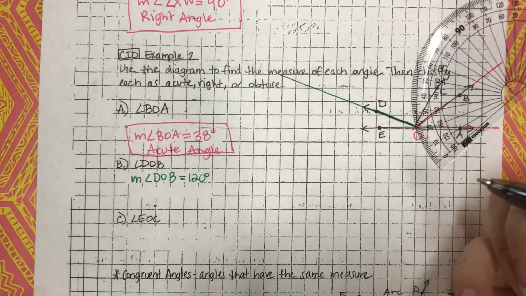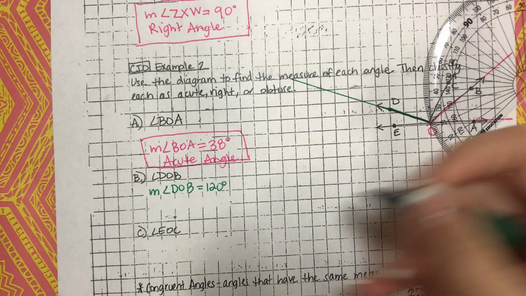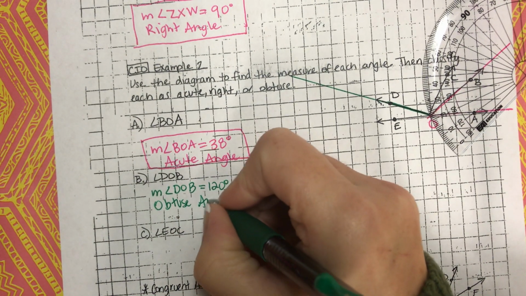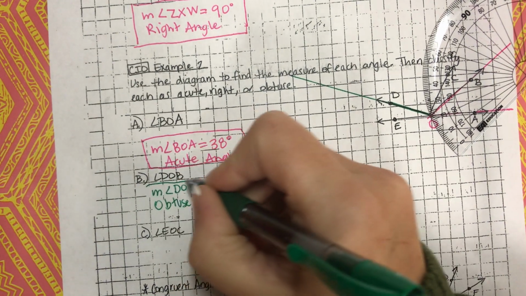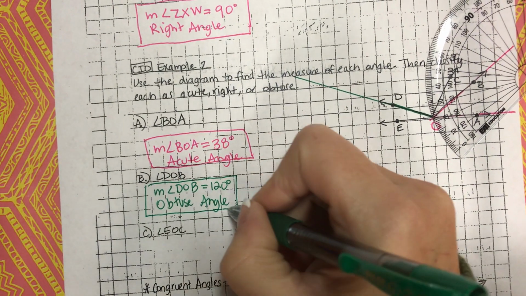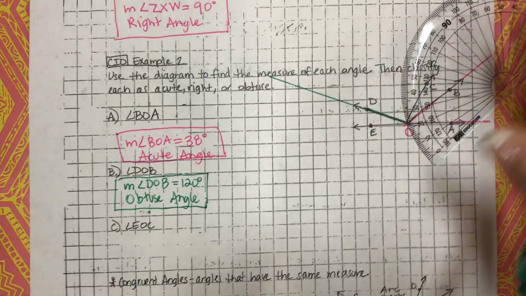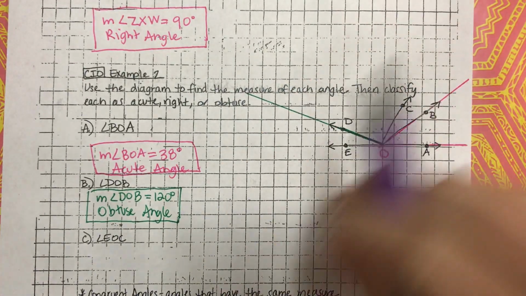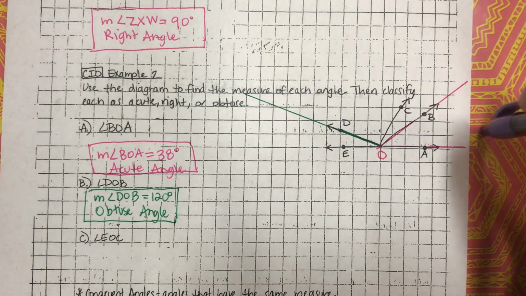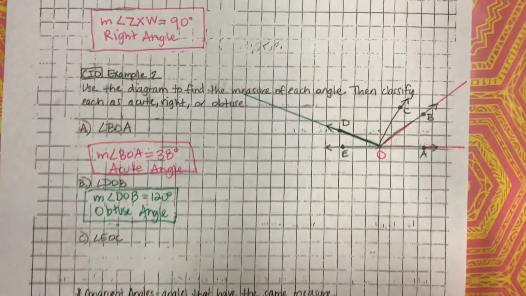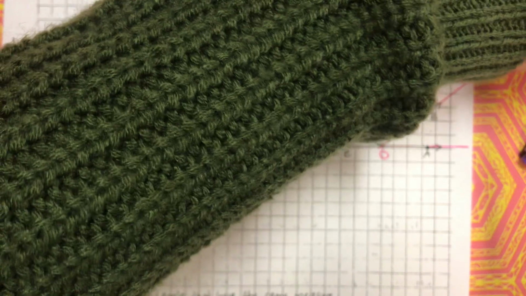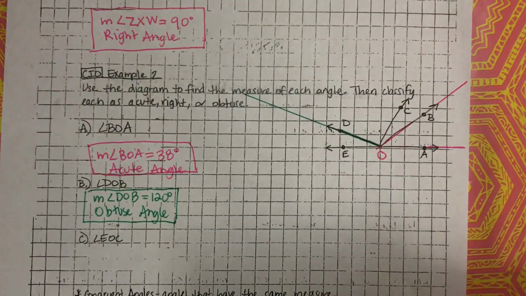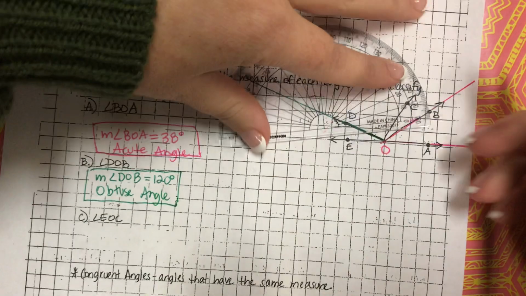What kind of angle would that be? That would be an obtuse angle. There you go. Okay, let's work on the third one. Angle EOC. Oops, I keep hitting this. So we have to extend this line again.